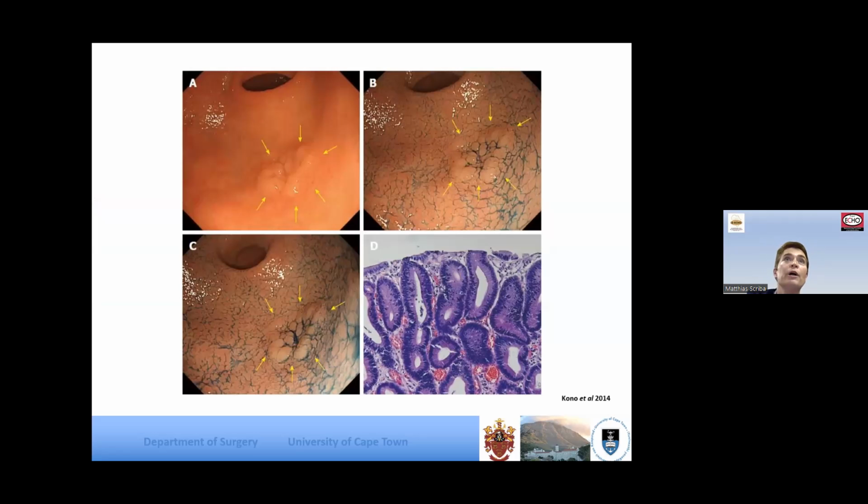So if you want to try and better differentiate, you can put something down your scopes. For here on this image, which isn't of ours, they used acetic acid and indigo carmine, and you can just appreciate the edges of that distal antral adenoma so much clearer.